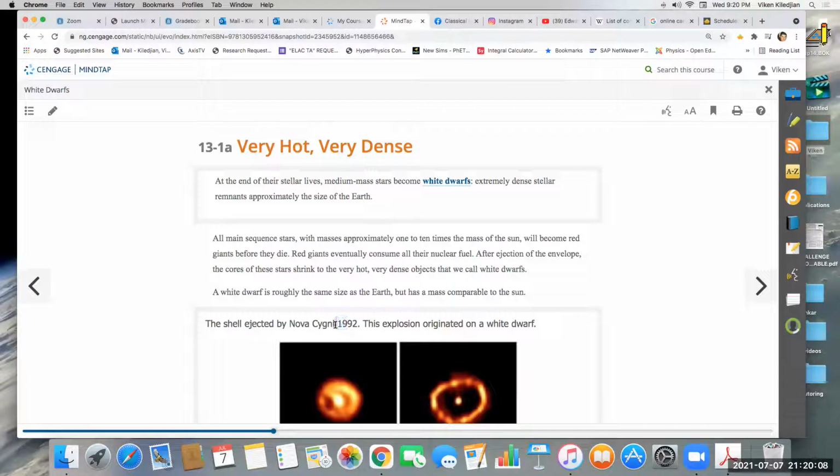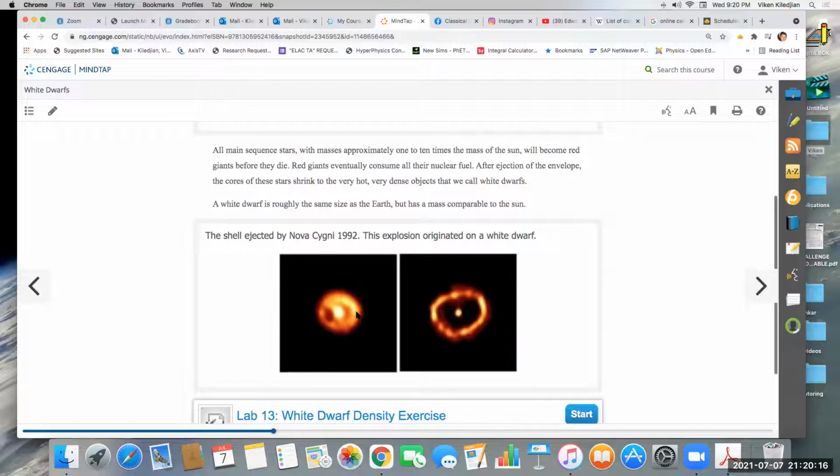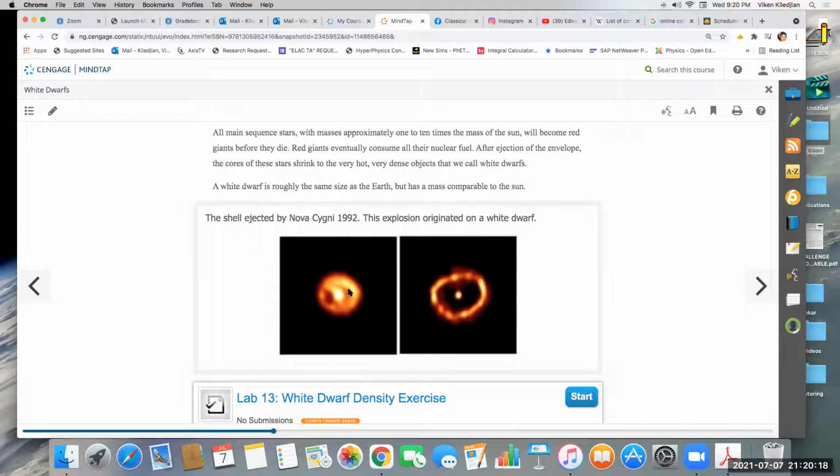Cygni means it's a nova that happened in the constellation of Cygnus in 1992. So you see the nova occurred right here, a nova explosion, and you can see the gas emanating away from the central white dwarf. This is a white dwarf right here at the center, and it's ejecting the accretion disk material that had accumulated on the white dwarf.